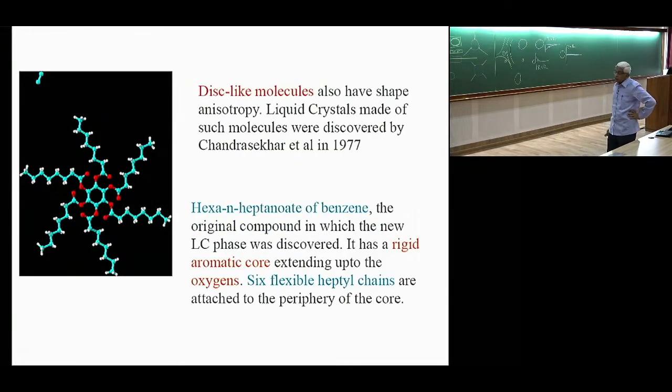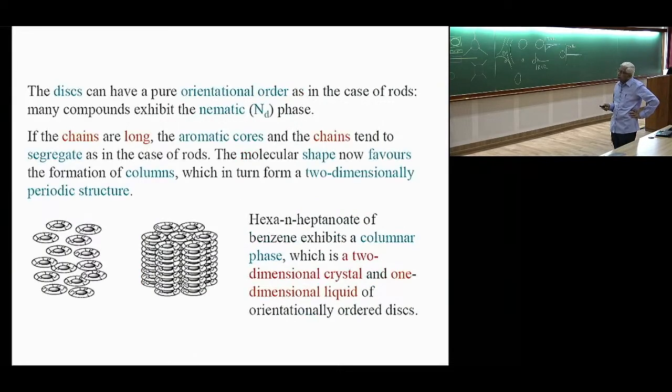The molecules are not rod-shaped. These are disc-shaped molecules. And this is the original disc-shaped molecule. It's called hexa-N-heptanoate of benzene. So here is the aromatic core. These are 6 aliphatic chains projecting out of this central phenyl ring. The 6 flexible chains are important for the structure.